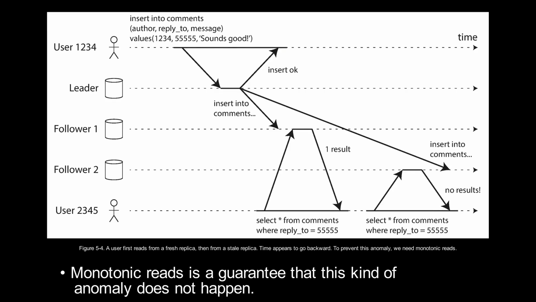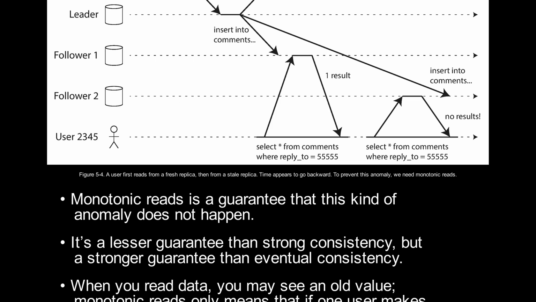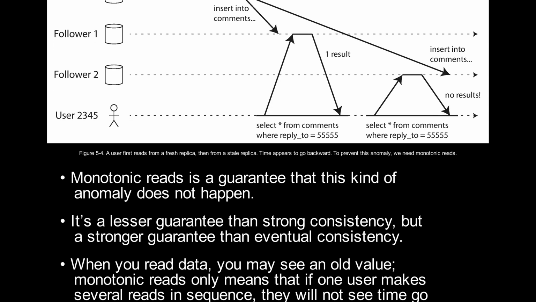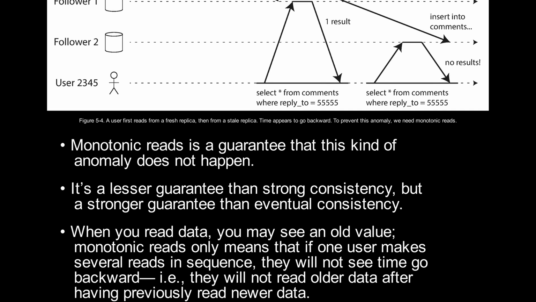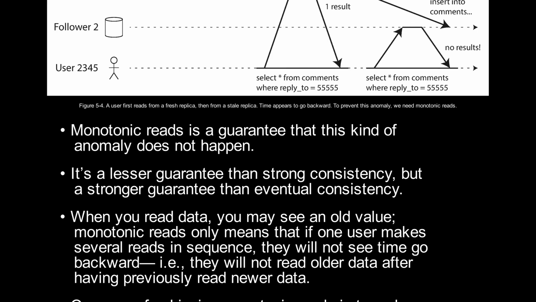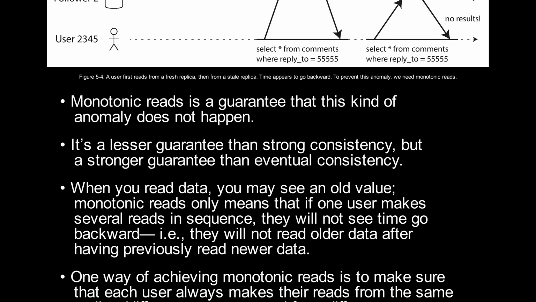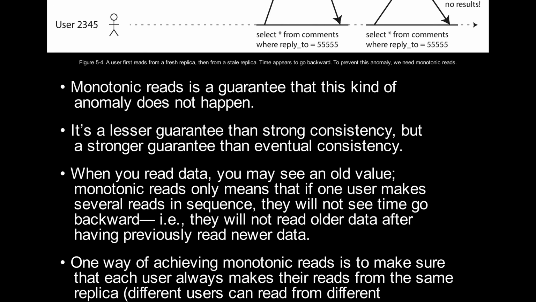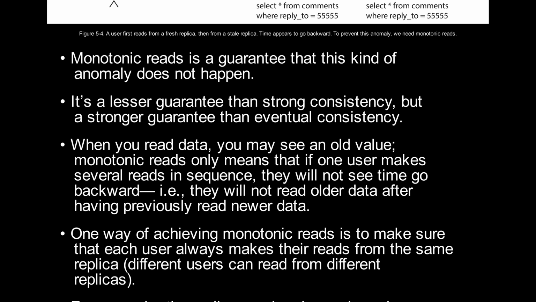To prevent this anomaly, we need monotonic reads. Monotonic reads is a guarantee that this kind of anomaly does not happen. It's a lesser guarantee than strong consistency, but a stronger guarantee than eventual consistency. When you read data, you may see an old value. Monotonic reads only means that if one user makes several reads in sequence, they will not see time go backward, i.e. they will not read older data after having previously read newer data.